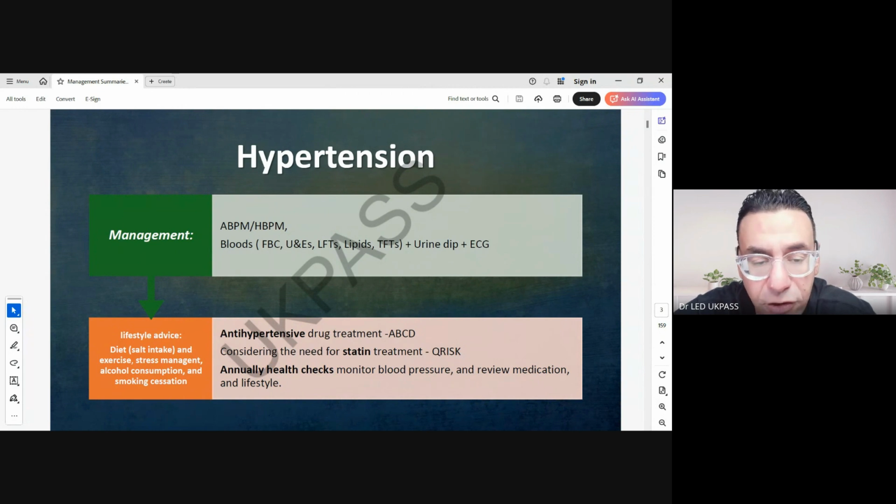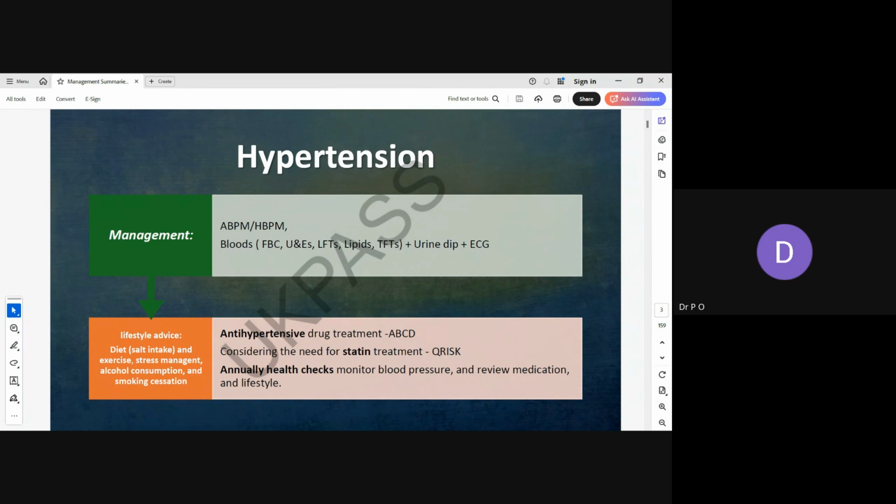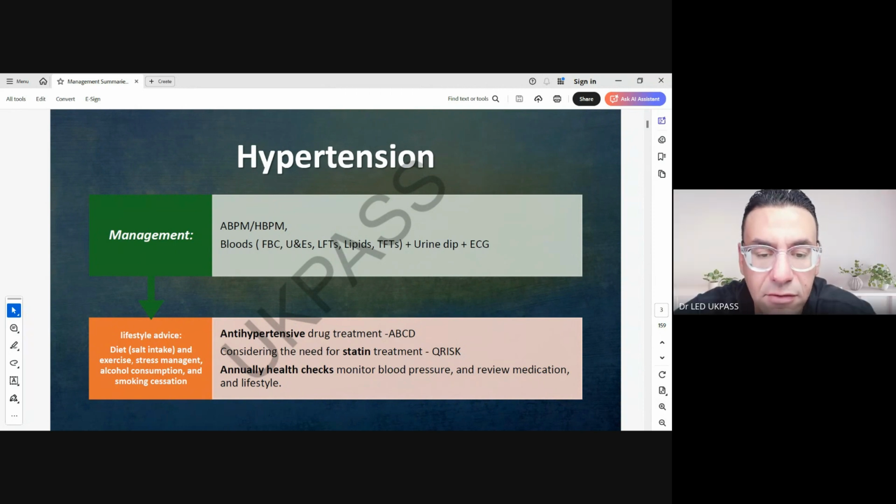However, if the patient's clinic blood pressure reading is on the higher side on average, then you can do home blood pressure monitoring, and then accordingly do blood tests, ECG, and urine dip. Why do we do a urine dip? Check for hematuria and protein. Perfect. To do an ACR, very important. ACR to check for kidney functioning. This is very important. ECG for heart tracing.